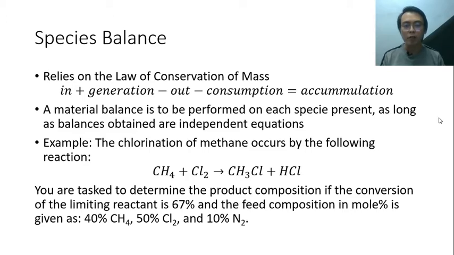The chlorination of methane occurs by the following reaction. That's methane plus chlorine gas yields methyl chloride plus HCl. You are tasked to determine the product composition if the conversion of the limiting reactant is 67%. The feed composition in mole percent is given as 40% methane, 50% chlorine, and 10% nitrogen. So let me first write the given.